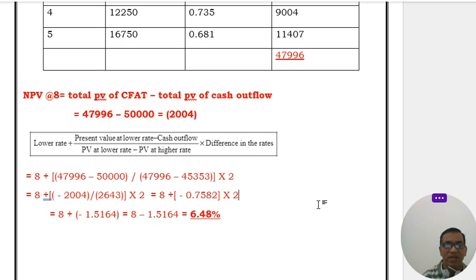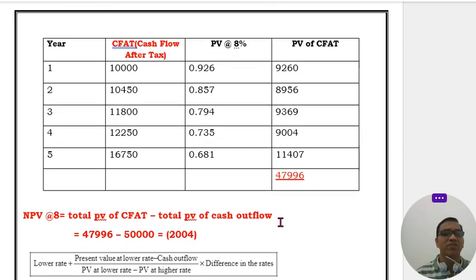At the IRR of 6.48 percent, PI, the profitability index, will be equal to 1. Why? Because PV of cash inflows is equal to PV of cash outflows. So if you do NPV equal to 0, and if you do the division, PI equals 1. This is how to calculate IRR by using it along with NPV.